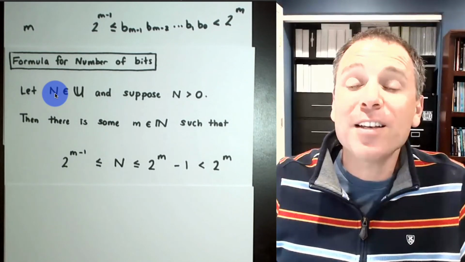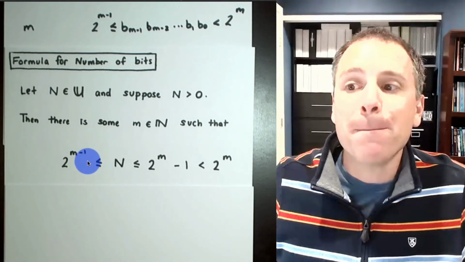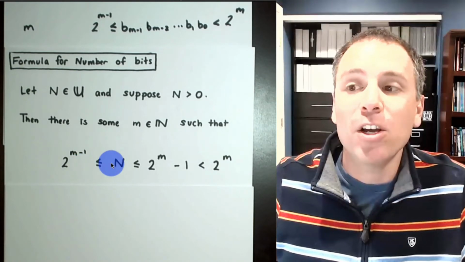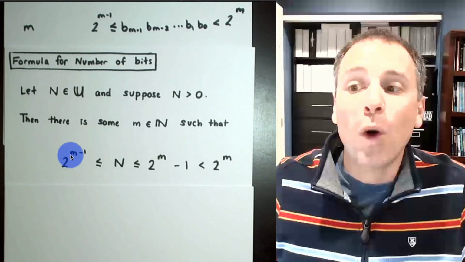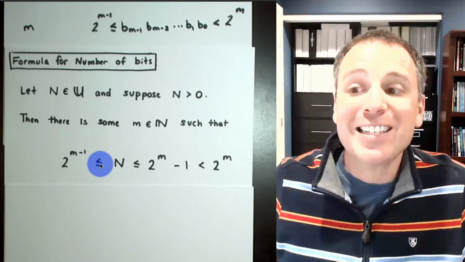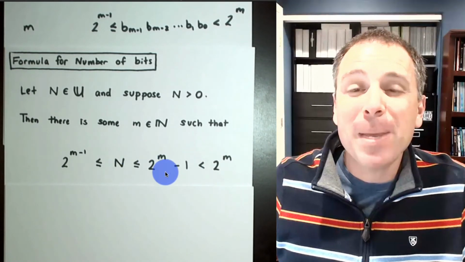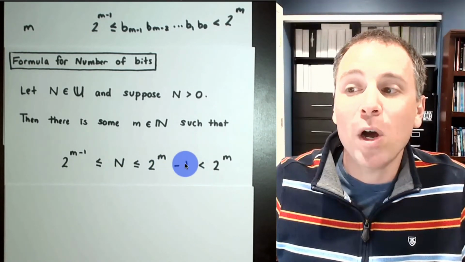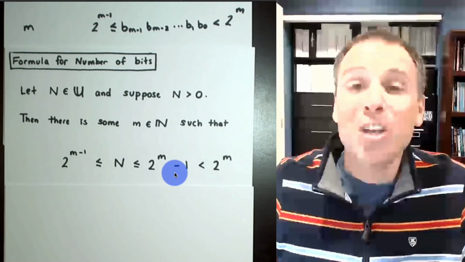If I have an unsigned integer, capital N, and I'm going to represent that using m binary digits, I immediately know that capital N lies between 2 to the quantity m minus 1 on the lower bound, and that's a less than or equal to sign. And on the upper bound, the biggest m-bit binary number is 2 to the m minus 1, which is strictly less than 2 to the m. Specifically, it's 1 unit less than that.